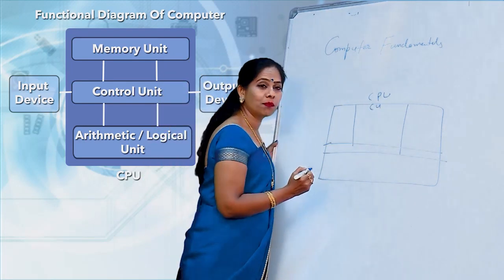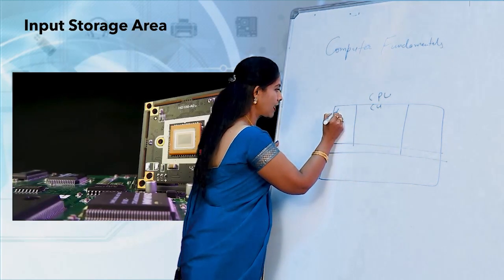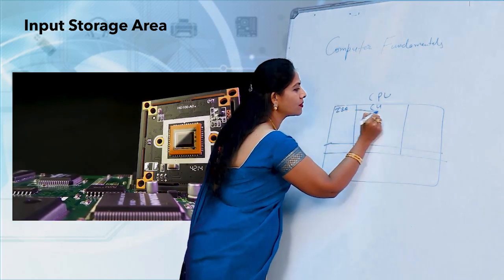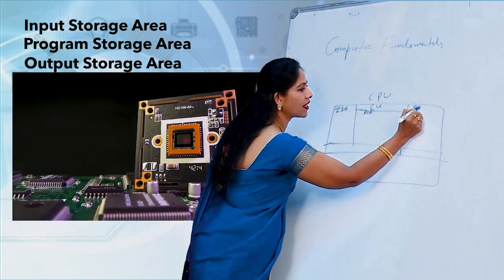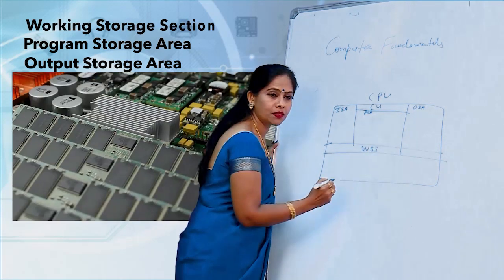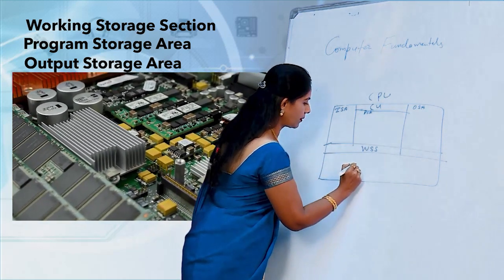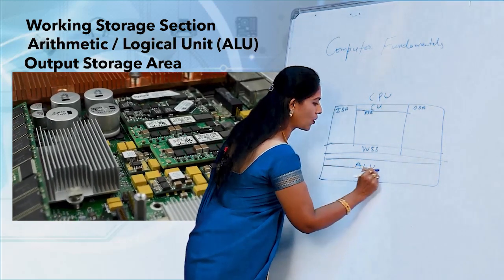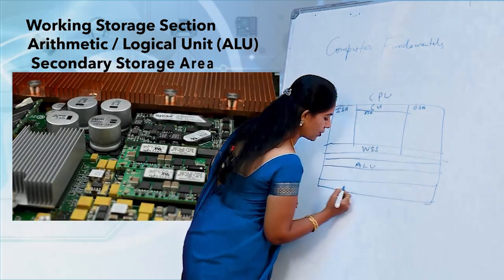This is your CPU. What is CPU? Central processing unit. CU means control unit. This is the input storage area, ISA. This is the program storage area. This is the output storage area, OSA. Here, WSS means working storage section, and here is the ALU. What is ALU? Arithmetic logic unit, and here is the secondary storage unit.